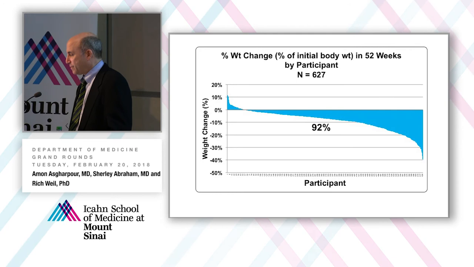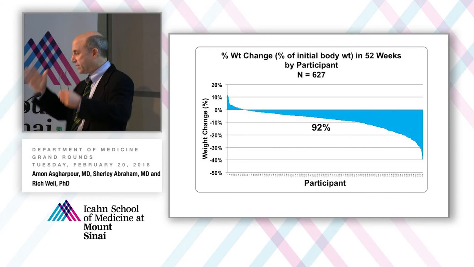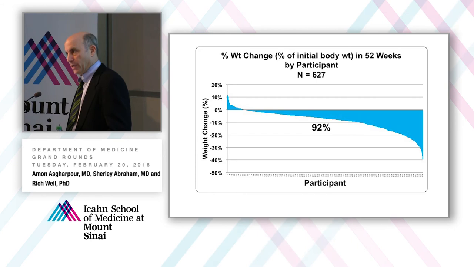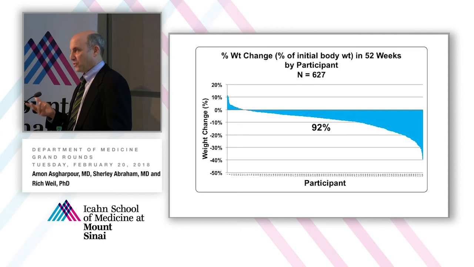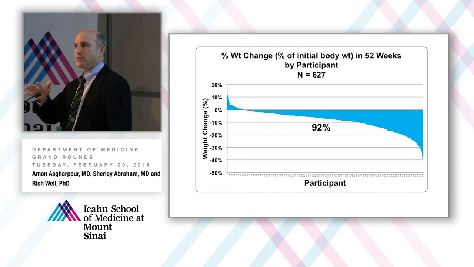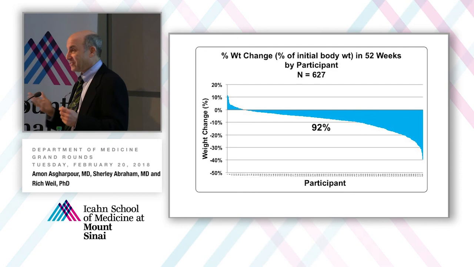So this is the most perplexing part of our work. This is each individual, there's 627 here. This is weight loss on the y-axis and the participant. So it's very condensed because there's so many people. 92% of the people lose weight in our program, 8% gain weight. And you would ask people, why do you stay in a 52-week weight loss program if you're gaining weight? And they'll almost always say the same thing, that they were gaining a lot more weight than that when they started, and so we've arrested the weight gain, and that's why they're pleased to do it. Plus, we're very funny and very smart and good-looking, so they like to come and see us.